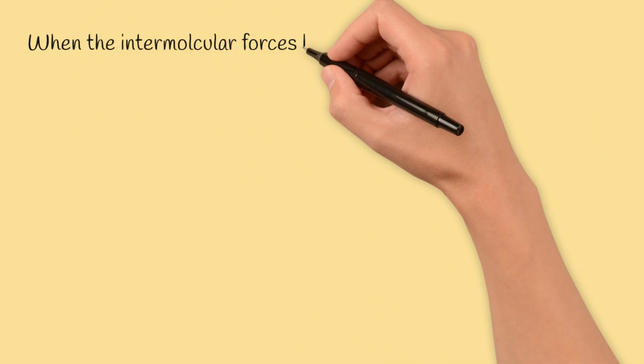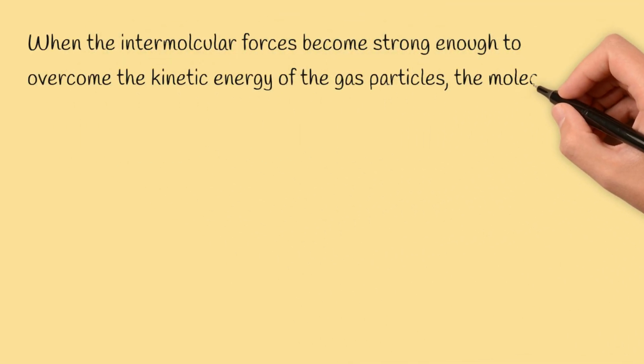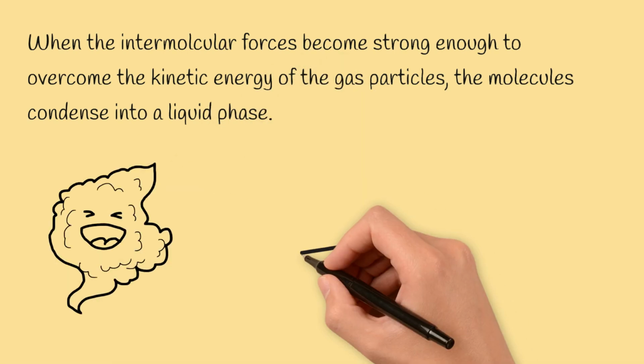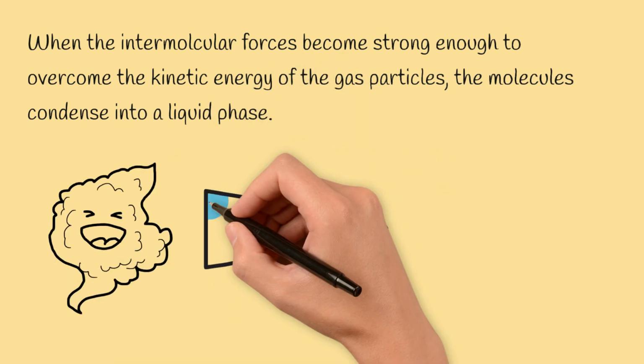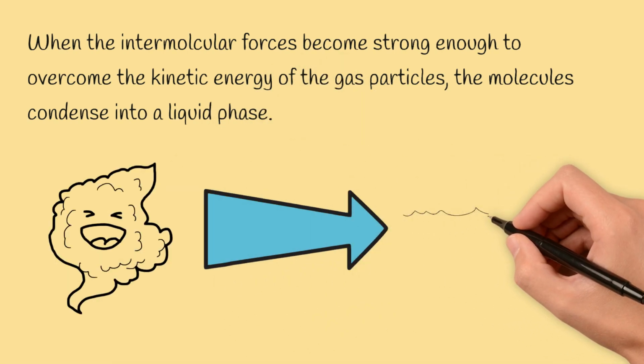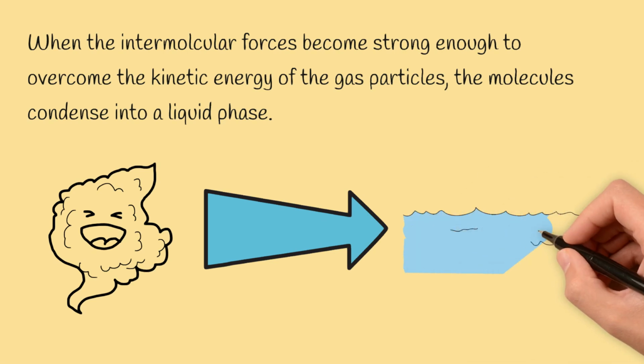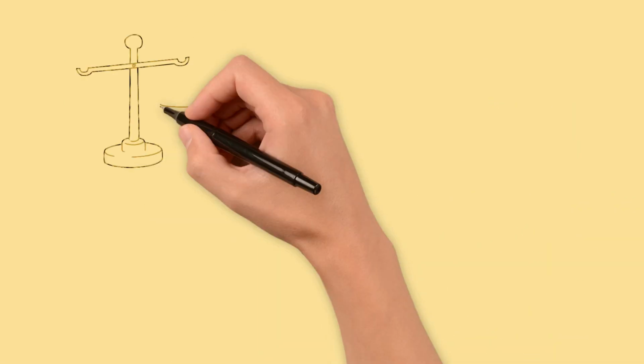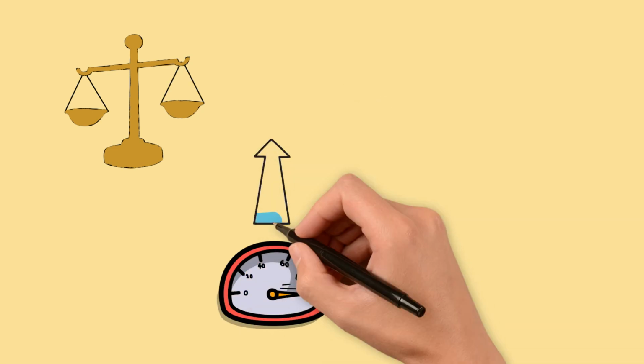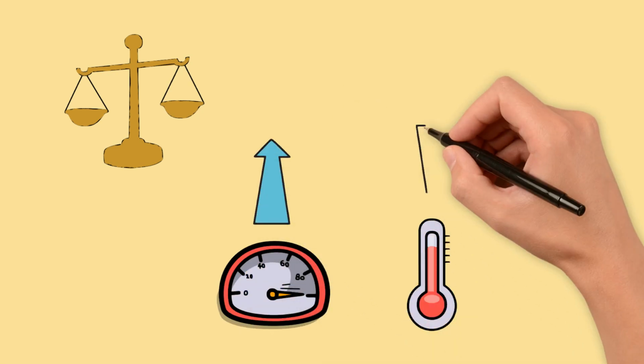When the intermolecular forces become strong enough to overcome the kinetic energy of the gas particles, the molecules condense into a liquid phase. This is because the system seeks to maintain equilibrium under the new pressure, and the liquid phase becomes more thermodynamically stable. This means that as pressure is increased, the boiling point decreases.